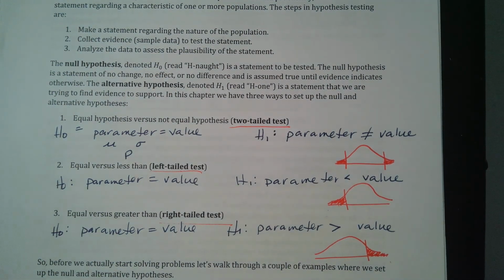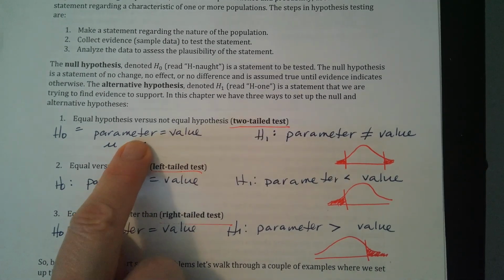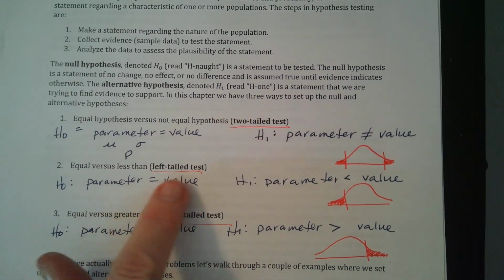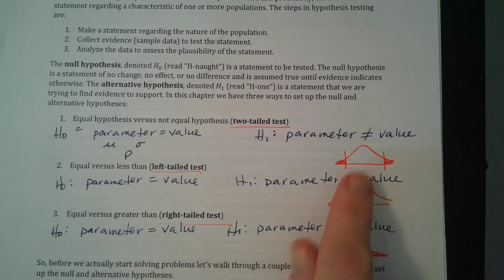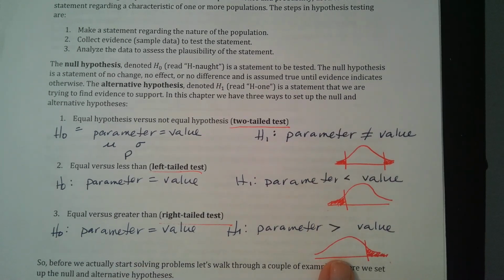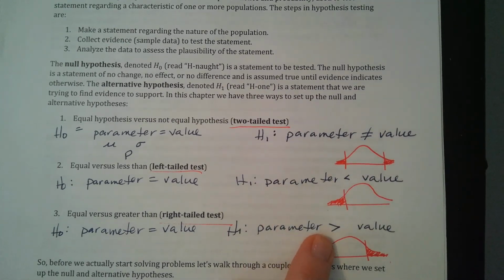Notice that the null hypothesis is the same all the way down. It has parameter equals a value, parameter equals a value, parameter equals a value. These are always going to be equations. The alternative or the alternate hypothesis will always have an inequality sign, either not equal, less than, or greater than. You will not see equal signs for the alternate.